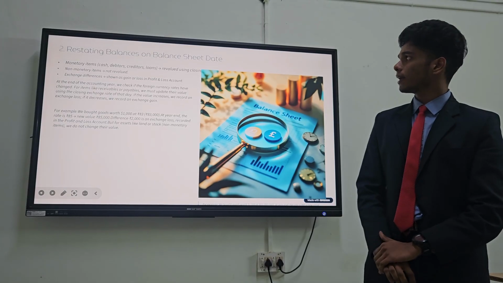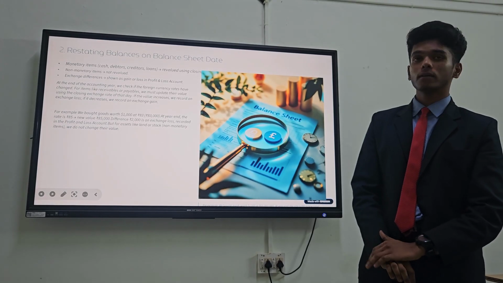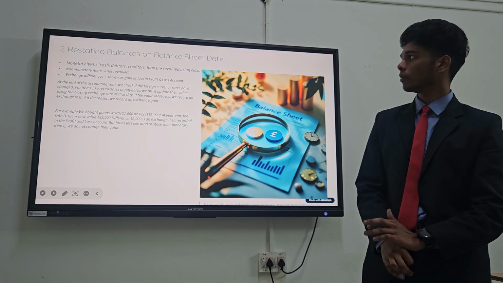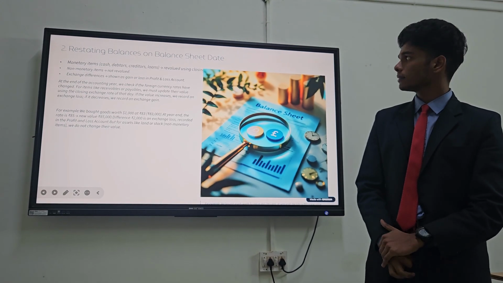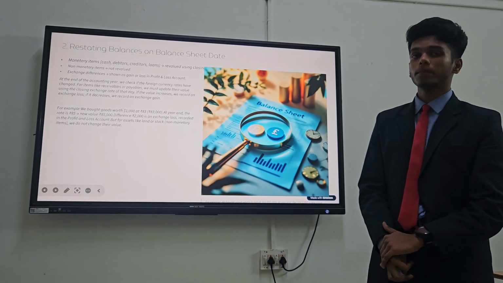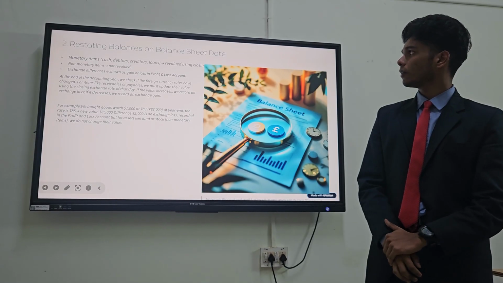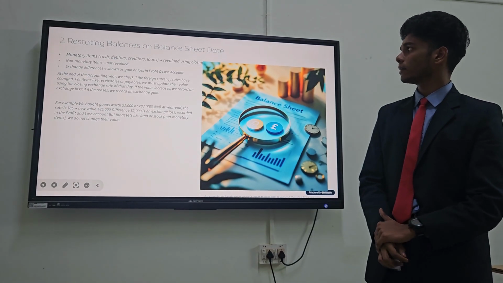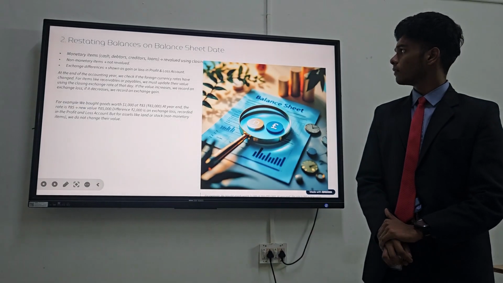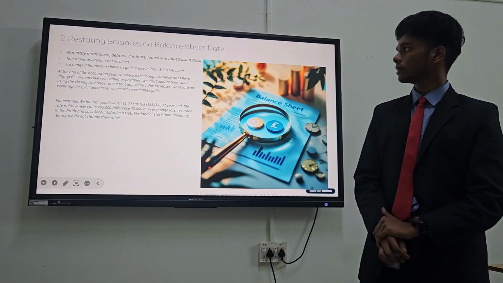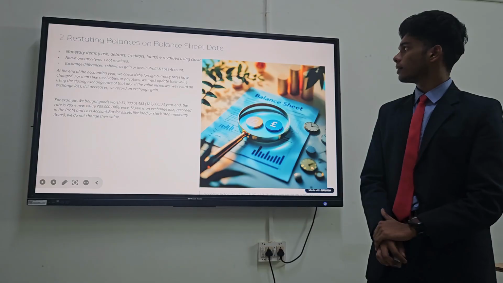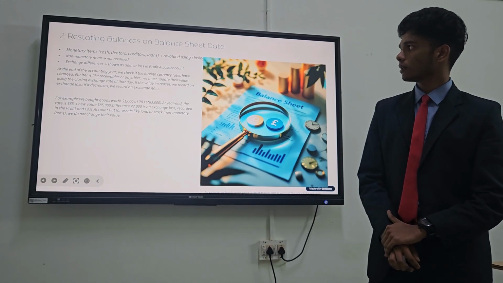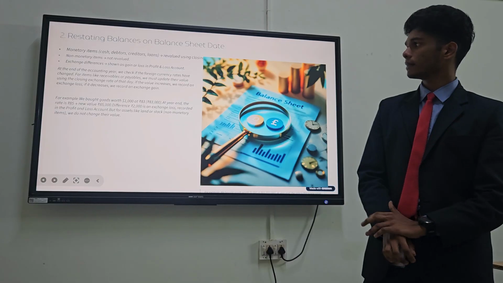Second point, restating balances on balance sheet date. Under this, items can be classified into monetary items and non-monetary items. Monetary items include cash, debtors, creditors, loan. Exchange differences show as a gain or loss in the profit and loss account. At the end of the accounting year, we check if the foreign currency rate has changed for items like receivables or payables. We must update their value using the closing exchange rate of that day. If the value increases, we record it as an exchange loss. If it decreases, we record an exchange gain.